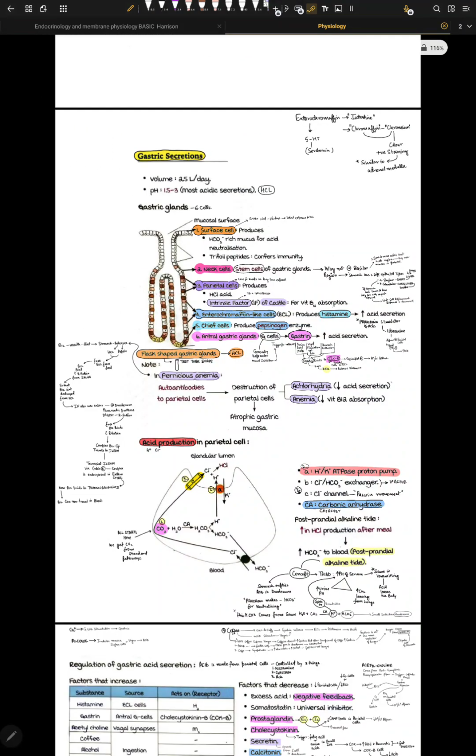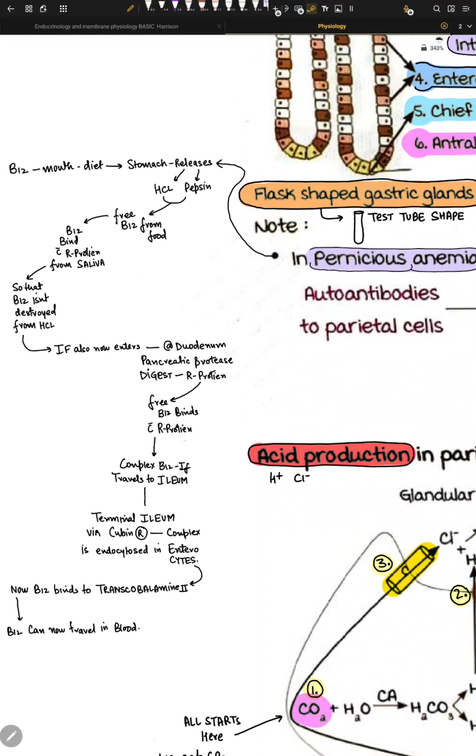Now I will tell you the story of B12 absorption. We have two types of B complexes: B12 and B9. B12, we eat in our diet; it goes into the mouth and then to the stomach, and our stomach releases HCl and pepsin. Both of these free the B12 from the food we ate. And now B12 is free.